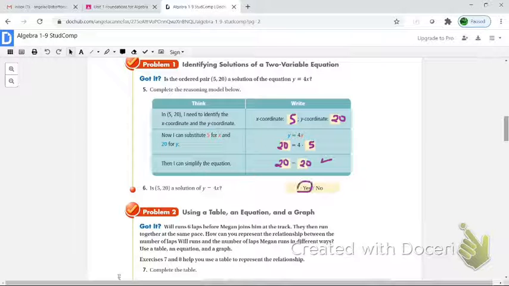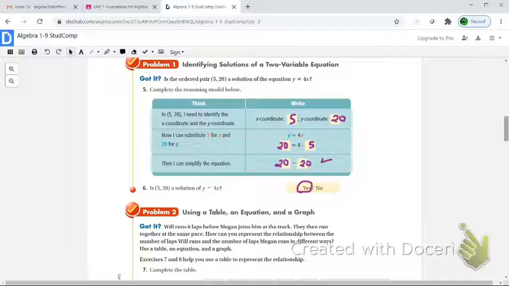So is (5, 20) a solution of y equals 4 times x? Yes, it is. Is it the only solution? No, there are infinitely many solutions for that line. If you plug in 0, you're going to get 0. So (0, 0) is a solution. If you plug in 1, we would get 4. So (1, 4) would be a solution.